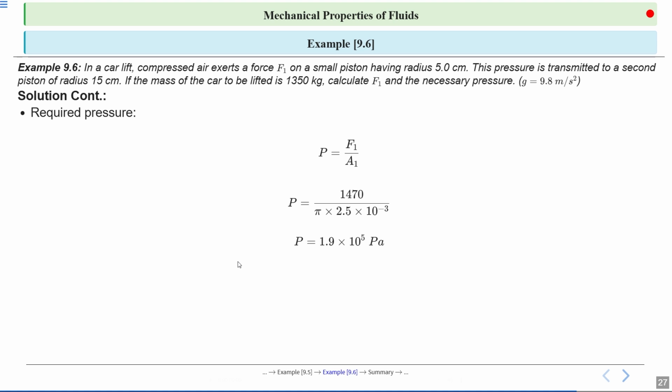After performing the calculation, we find that the pressure required is P equal to 1.9 into 10 raised to the power 5 Pascal. This result tells us the amount of pressure needed to lift the car using the given piston system. So let's convert this pressure into a more familiar unit. We find that the pressure is approximately 1.9 atm. This conversion helps us relate the calculated pressure to everyday experiences like atmospheric pressure.